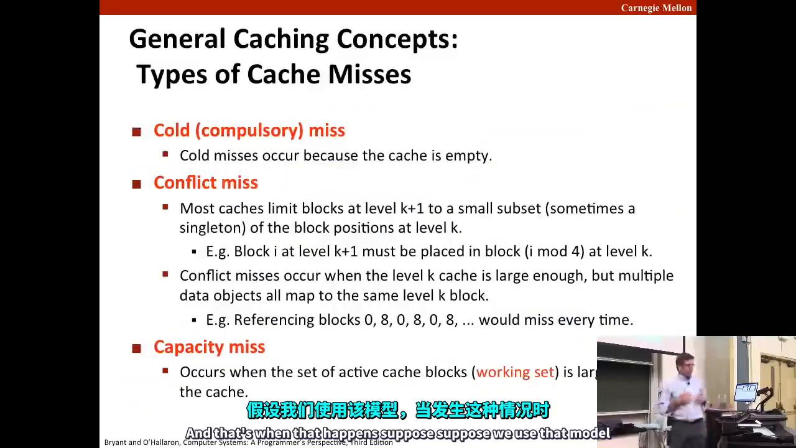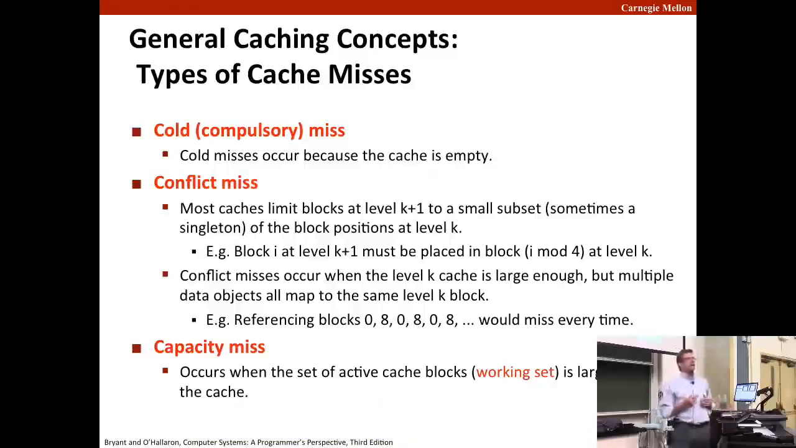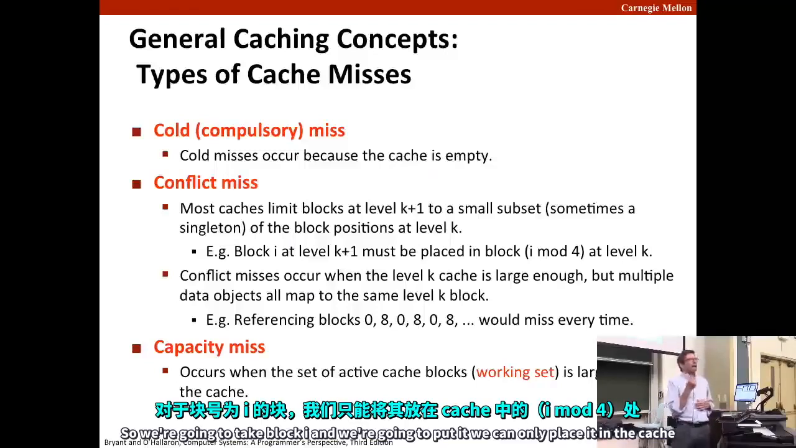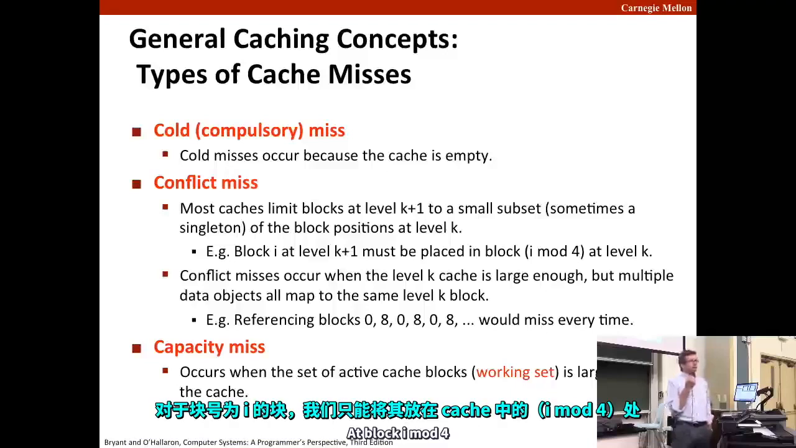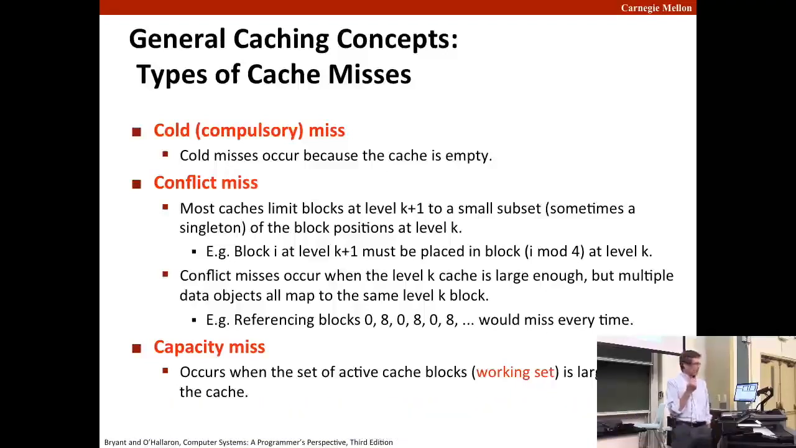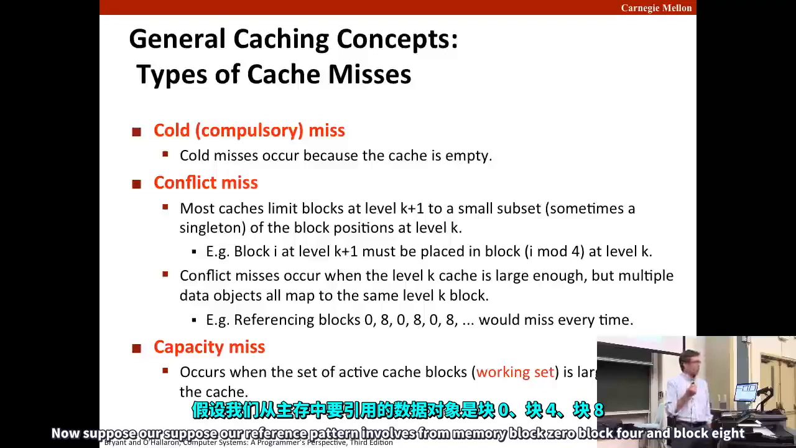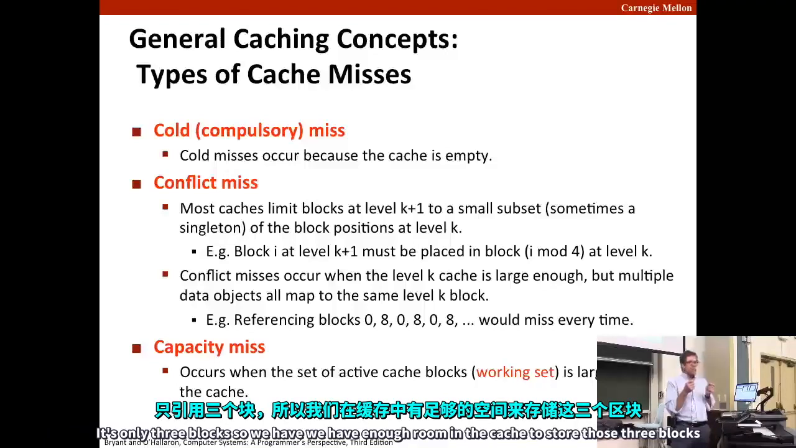Suppose we use that model. We're going to take block I and we can only place it in the cache at block I mod 4. Now suppose our reference pattern involves from memory block 0, block 4, and block 8. It's only 3 blocks, so we have enough room in the cache to store those 3 blocks.